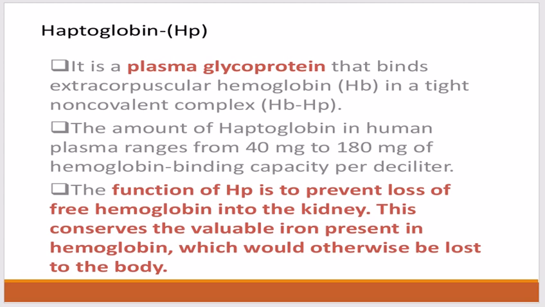It is a plasma glycoprotein that binds extracorpuscular hemoglobin in a tight noncovalent complex which is known as the hemoglobin-haptoglobin complex. The amount of haptoglobin in human plasma ranges from 40 milligrams to 180 milligrams of hemoglobin binding capacity per deciliter. The function of haptoglobin is to prevent loss of free hemoglobin in the kidneys. It conserves the valuable iron present in the hemoglobin, which would otherwise be lost from the body.